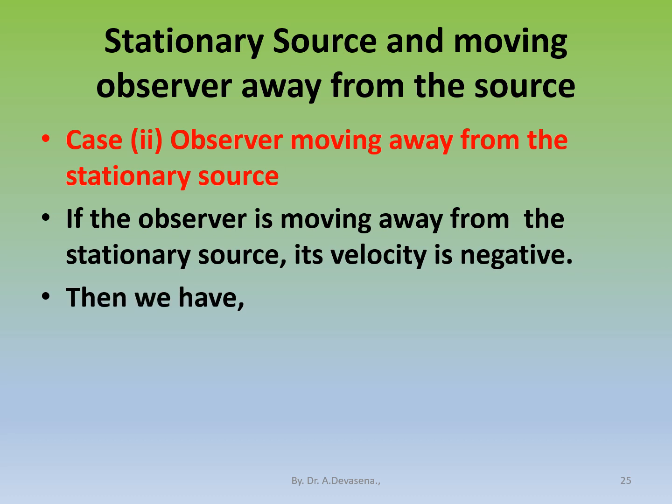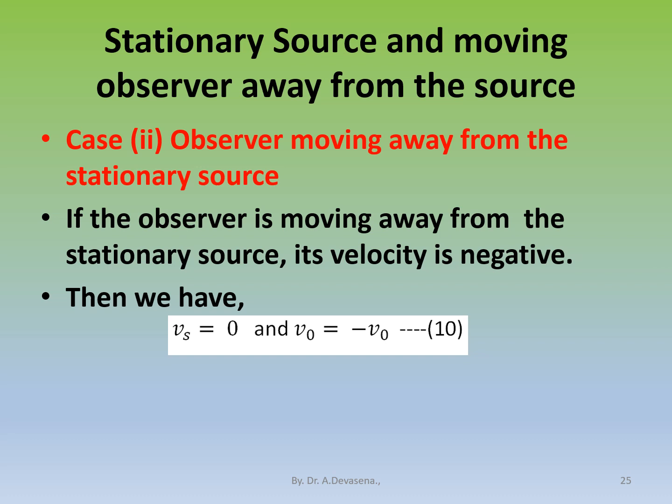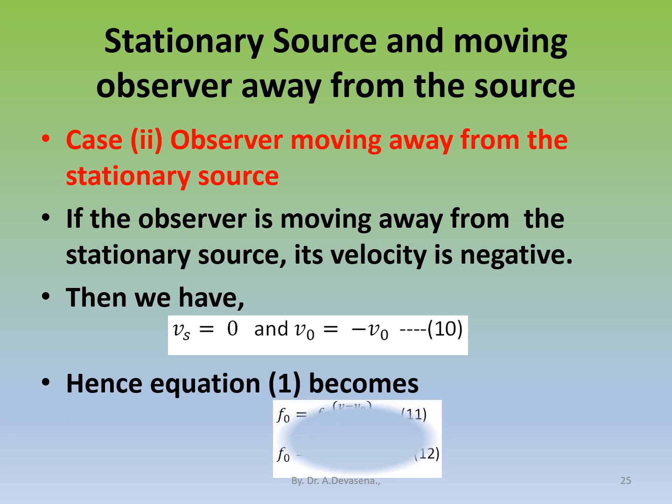Then we have v suffix s is equal to 0 and v naught is equal to minus v naught. Consider this as equation 10. Hence, equation 1 becomes f naught is equal to f suffix s open bracket v minus v naught divided by v. Consider this as equation 11. If you simplify equation 11, f naught is equal to f suffix s open bracket 1 minus v naught by v. Consider this as equation 12.